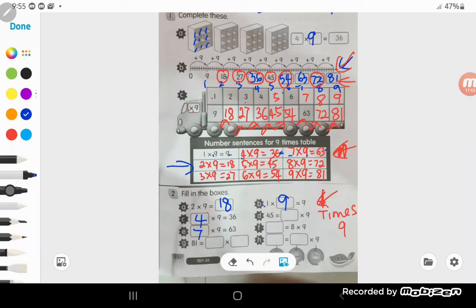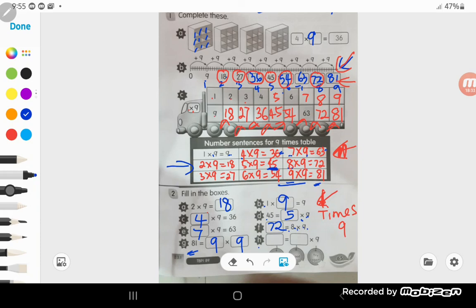Okay, so G, this one. 81. Okay, 81. 9 times 9. Where do you get it? 9 times 9? This one. This one is 9 times 9. You put here. So, next, D. 9 times what number equal 45? 9 times 5. You see this one? From here, you can get the answer from here. 8 times 9. What is 8 times 9? It is 72.